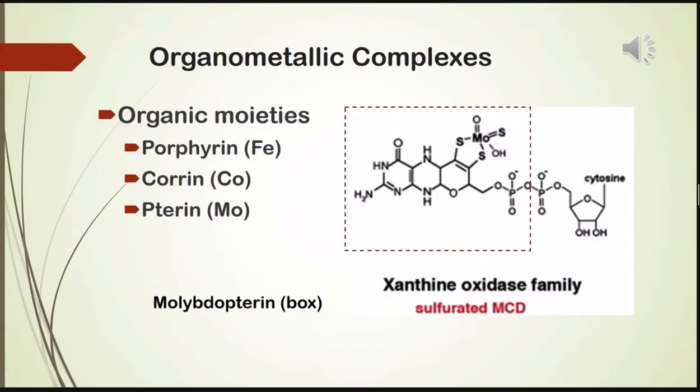Metal ions are also found in different organic moieties, such as porphyrin for iron, corrin for cobalt, and pterin for molybdenum. As an example here, your molybdenum is contained in what is known as molybdopterin. Molybdopterin is a part of your xanthine oxidase.